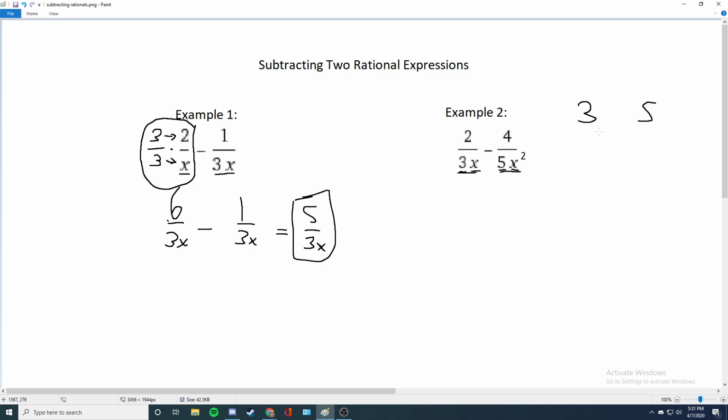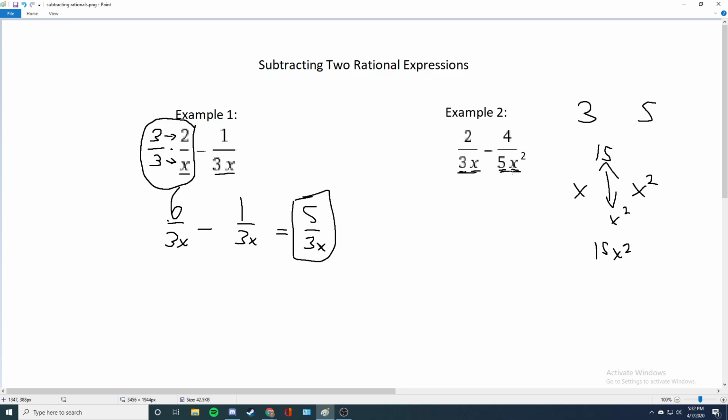So the least common multiple between these two is 15, and then we'll compare the variables x and x squared. So the common between these two would just be x squared, since we can multiply x times x to get it to be x squared. So here, if we put these two together, we get our least common denominator as 15x squared. So we want both of these denominators to end up being 15x squared by the end.